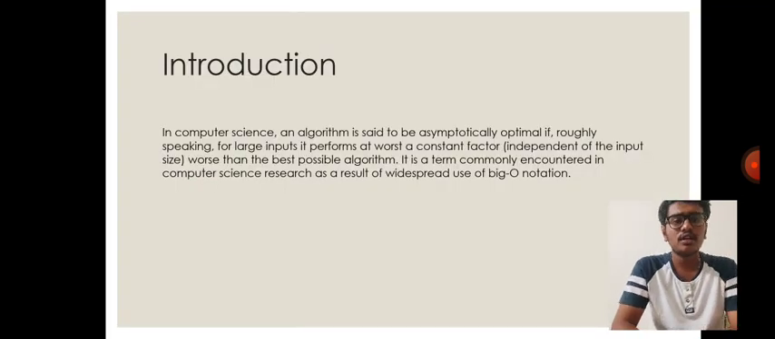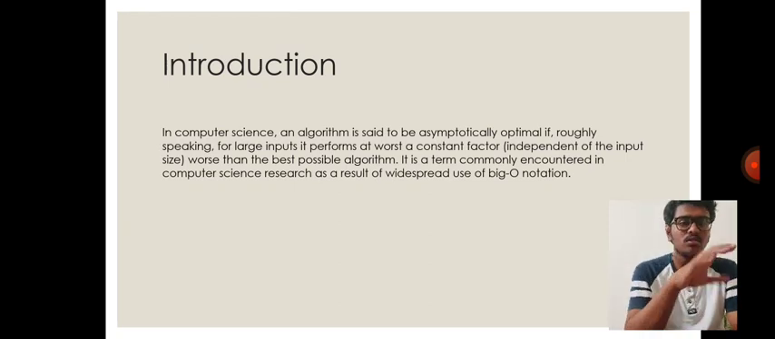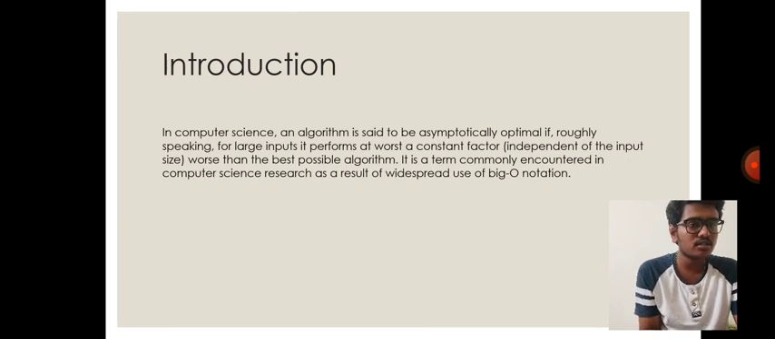Coming to the introduction, in computer science, an algorithm is said to be asymptotically optimal if, roughly speaking, for large inputs it performs at worst a constant factor, independent of the input size, worse than the best possible algorithm. It is a term commonly encountered in computer science research as a result of the widespread use of big O notation.